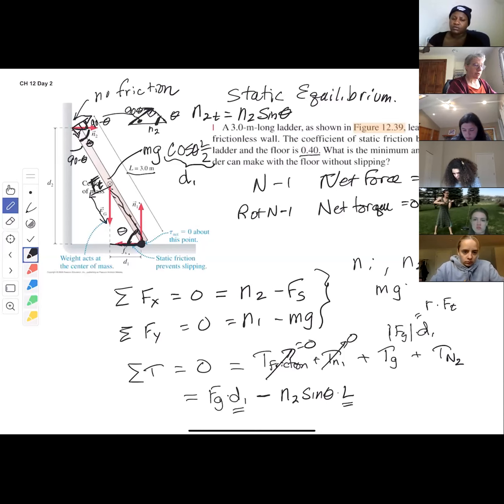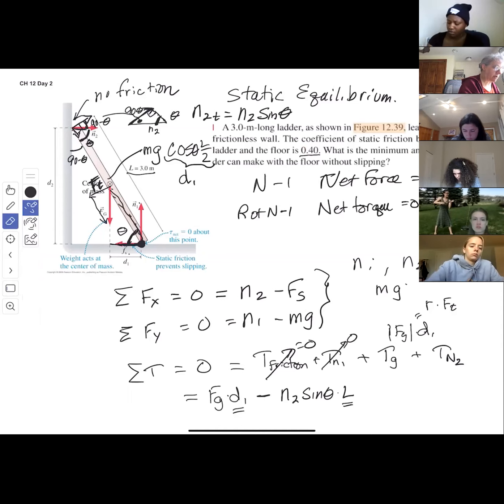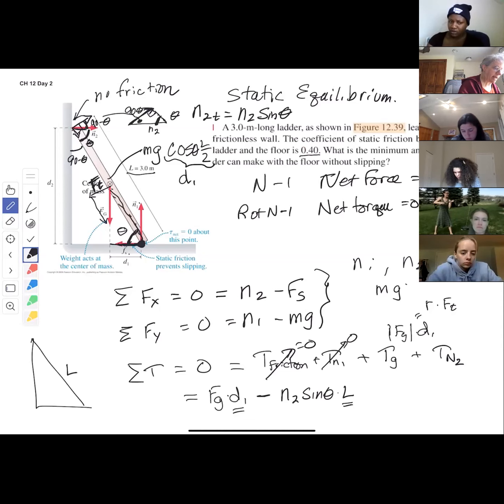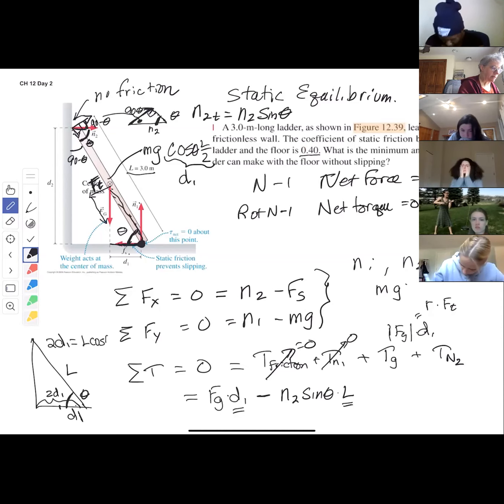And you were kind of pointing out that there's a relationship between D1 and L. Right? And then maybe we'd like to put our equation in terms of just one or the other of those. And so using the big triangle, I'm going to do this off to the side. If this is L and D1 was just half of this side, so this whole side here is 2 times D1, and our angle here, that's our angle theta. So twice D1 is L times cosine theta. So we could put that in there.